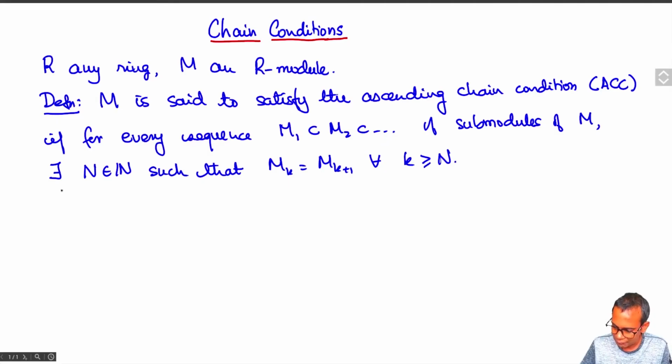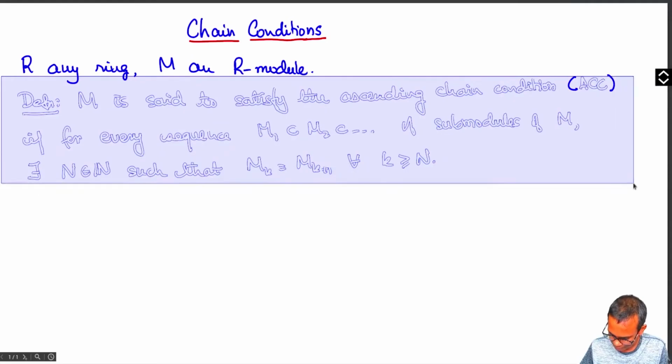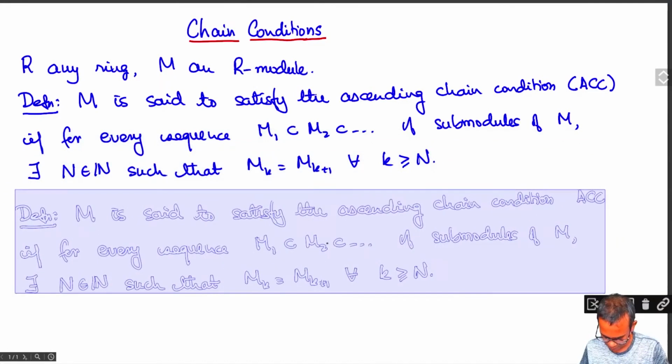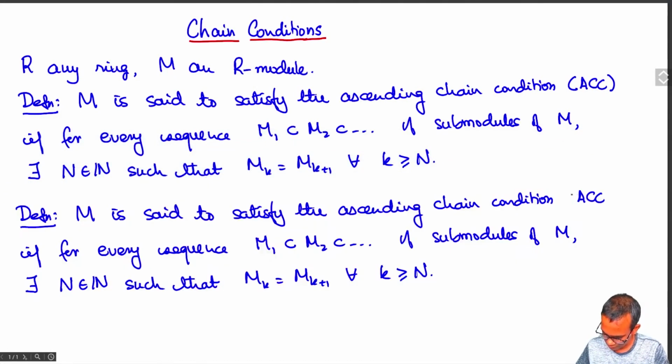And similarly, we have the descending chain condition, which is defined in a very analogous manner. So we'll define the DCC or descending chain condition. And here we just reverse the containment. So these are two conditions. Together, we'll see that they will ensure that the module M will have a Jordan-Holder series.